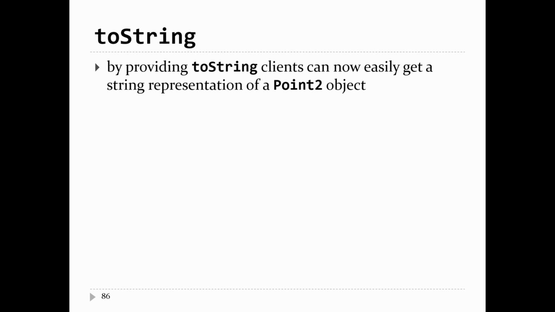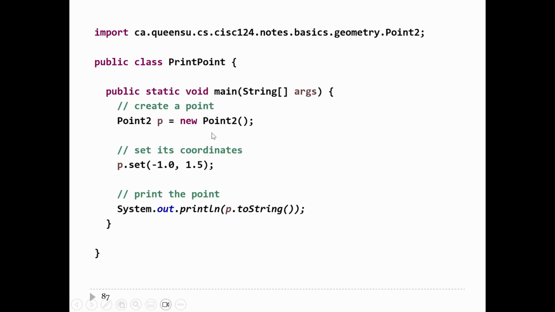All right. So by providing toString to users of the class, that's what clients means, by the way. So wherever you see clients, just replace it with users of the class. You can now easily print out a point. For example, make a point, change its coordinates, print the point. Again, you can just write p here. You don't have to write p.toString.